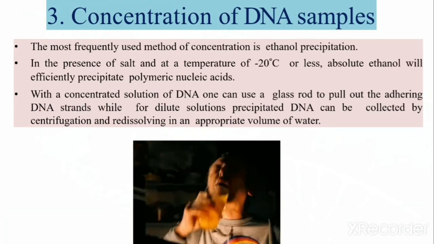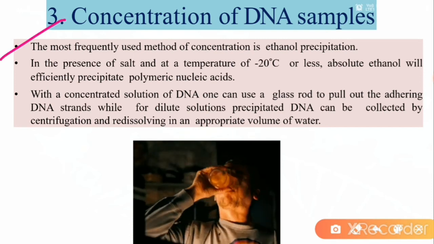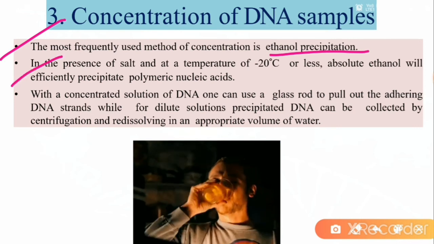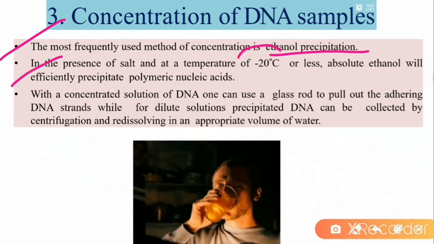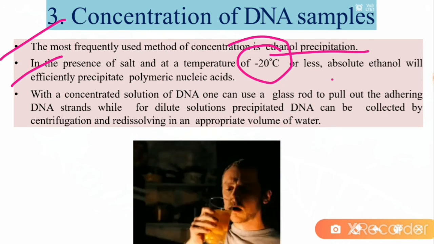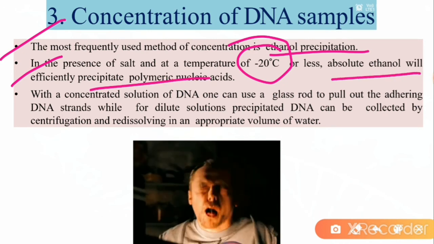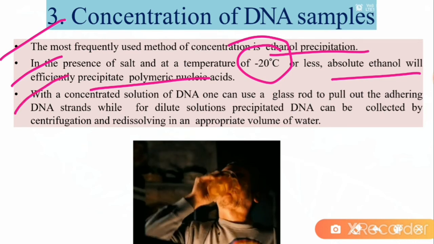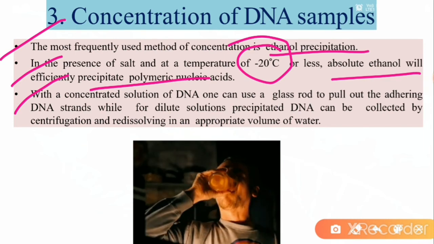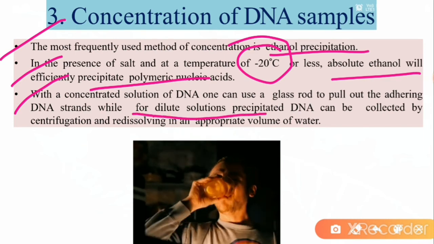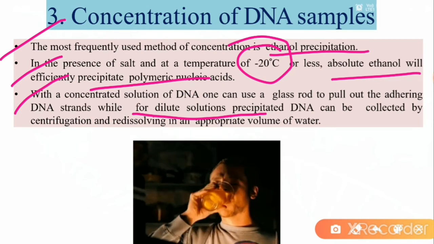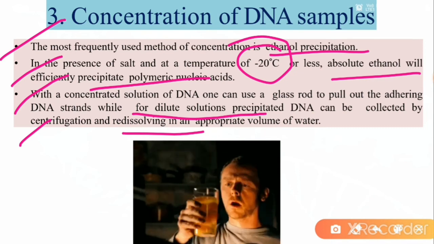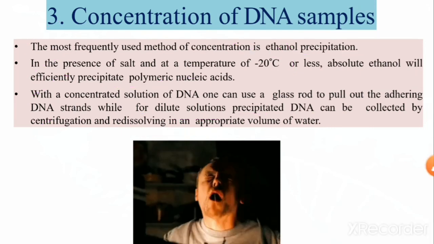Next is the concentration of DNA samples. Here, the most frequently used method of concentration is ethanol precipitation. In the presence of salt at a temperature of minus 20 degrees Celsius or less, absolute ethanol will efficiently precipitate polymeric nucleic acids. With a concentrated solution of DNA, one can use a glass rod to pull out the adhering DNA strands, while for dilute solutions, precipitated DNA can be collected by centrifugation and redissolved in an appropriate volume of water. In this way, we can concentrate our DNA.